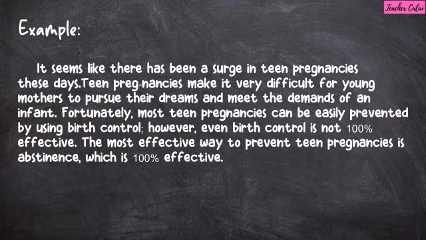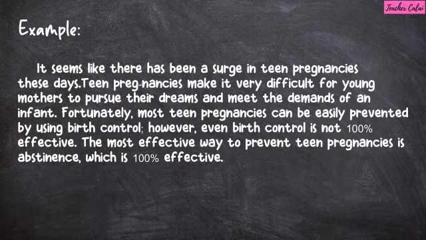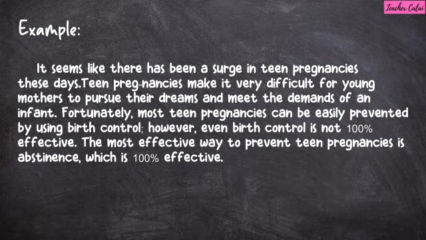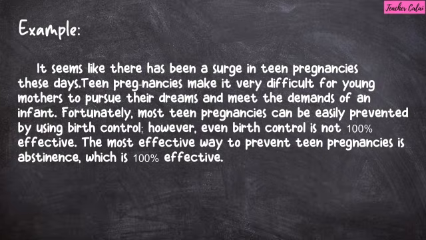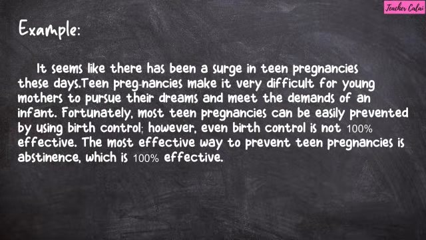Example: it seems like there has been a surge in teen pregnancies these days. Teen pregnancies make it very difficult for young mothers to pursue their dreams and meet the demands of an infant. Fortunately, most teen pregnancies can be easily prevented by using birth control. However, even birth control is not 100% effective. The most effective way to prevent teen pregnancies is abstinence, which is 100% effective.